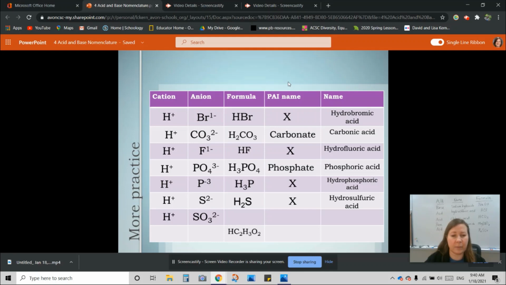And the next one, we have H plus and SO3 minus 2. So this is going to be H2SO3. Now, what is the SO3 polyatomic ion? If you look it up on your sheet, you'll find SO4 minus 2 is sulfate. So this has 1 less oxygen, so it's sulfite. Ite polyatomic ions get their name changed to ous. So this is going to be sulfurous acid. Not sulfuric, because ic comes from ate anions. Ous comes from ite anions.